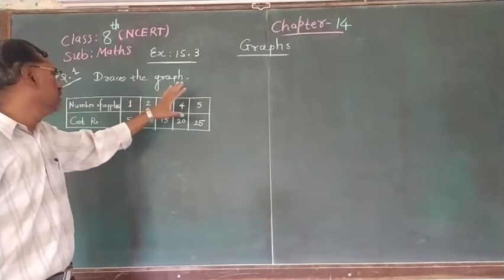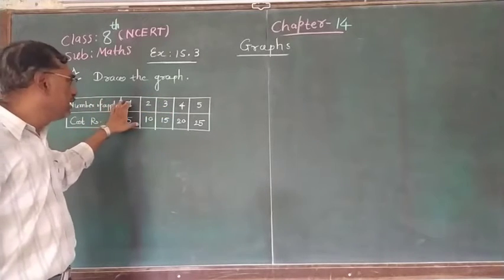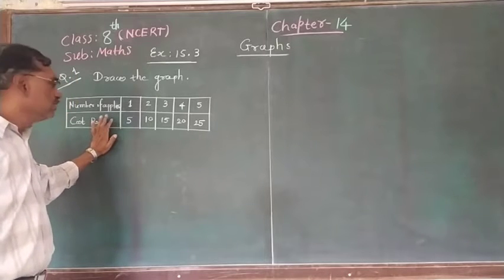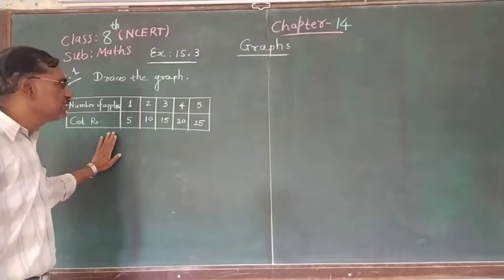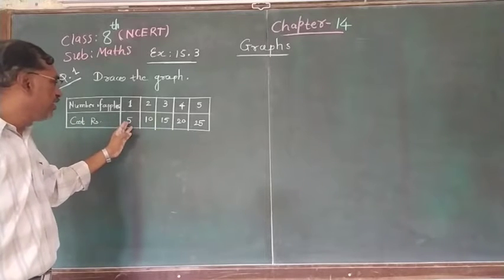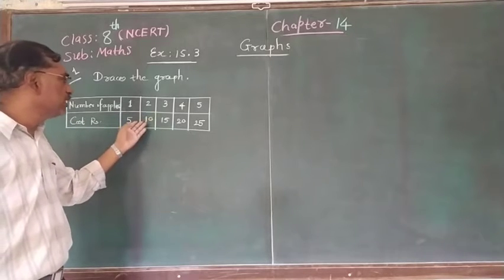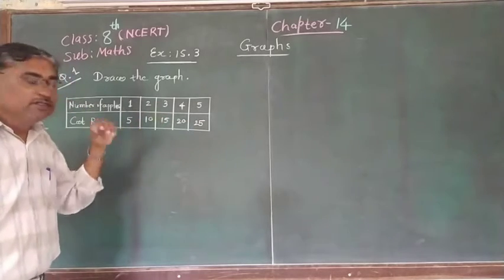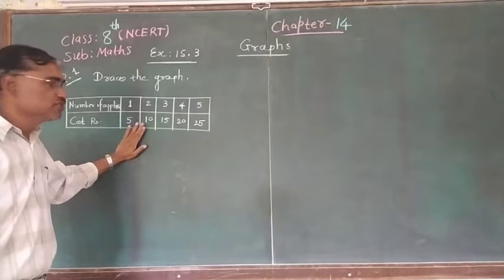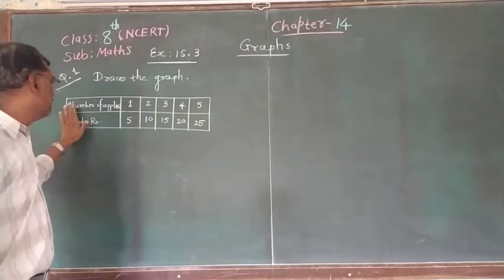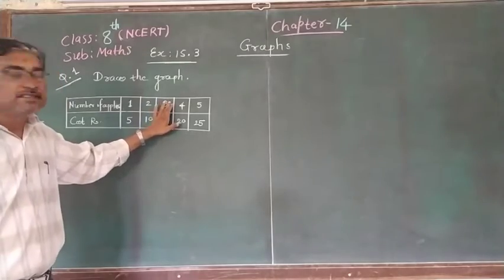This variable we can take on the x axis, and this variable on the y axis. The cause of this may change. Here it is 5, 10, 15, but sometimes directly 25 may be given, whatever. Then it is the independent variable, so we can take this on the x axis and the other on the y axis.